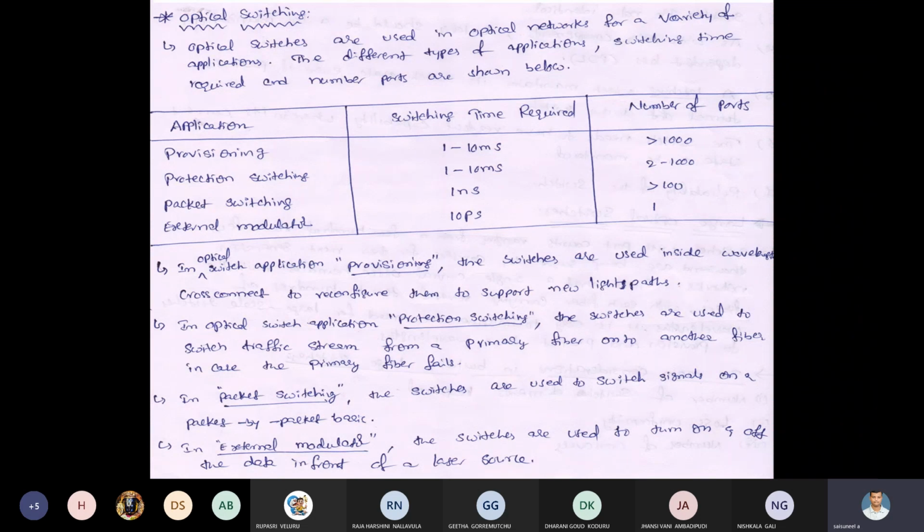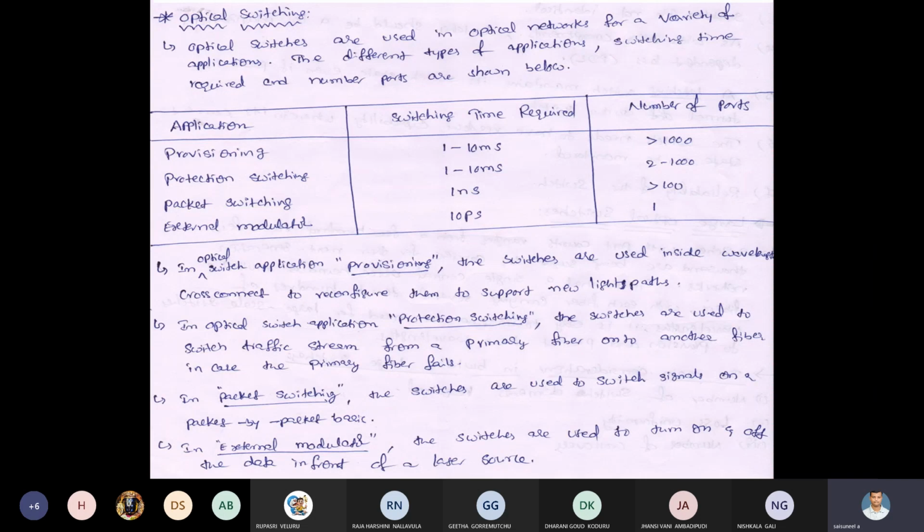The next one is the external modulator. What is meant by external modulator? Whether we are using either an LED or a laser, whenever the signal passes through that switch, the light is on. Whenever no signal passes through that switch, the light is off. That is called the external modulator.